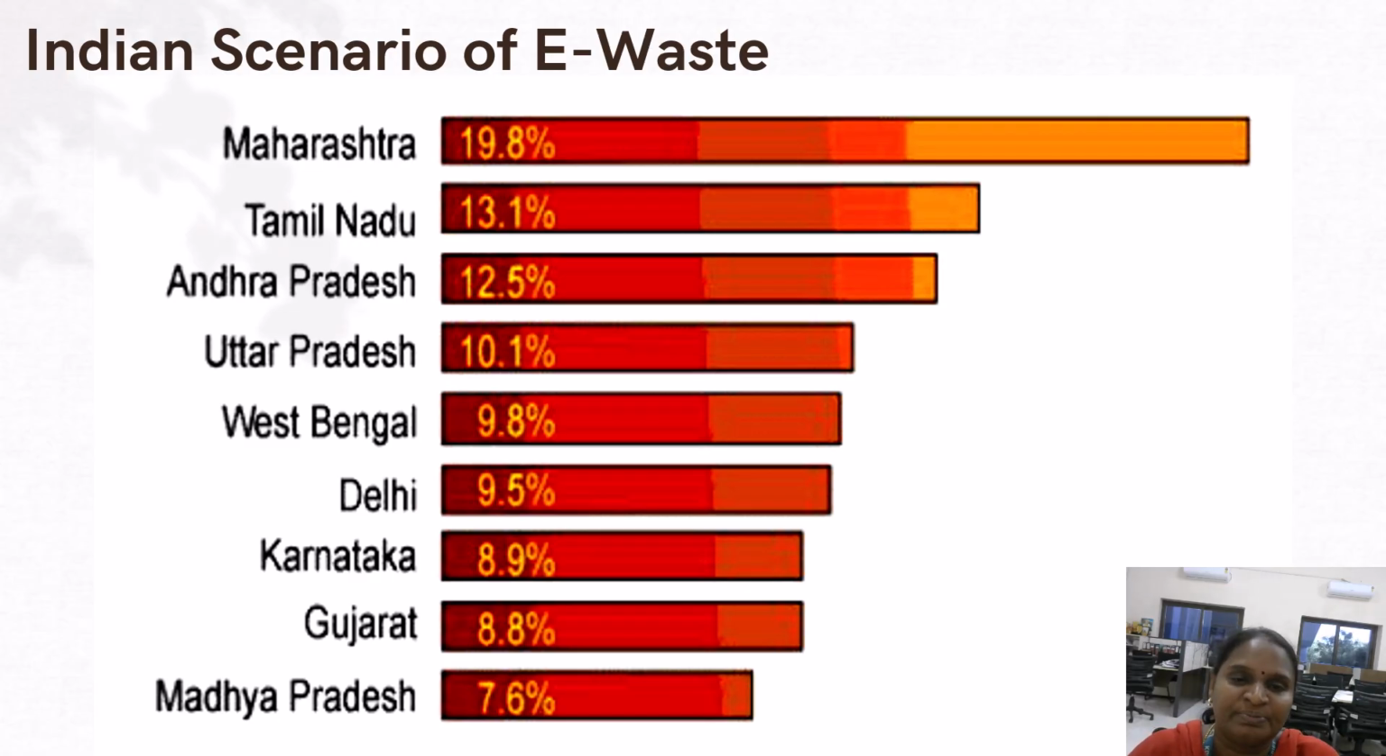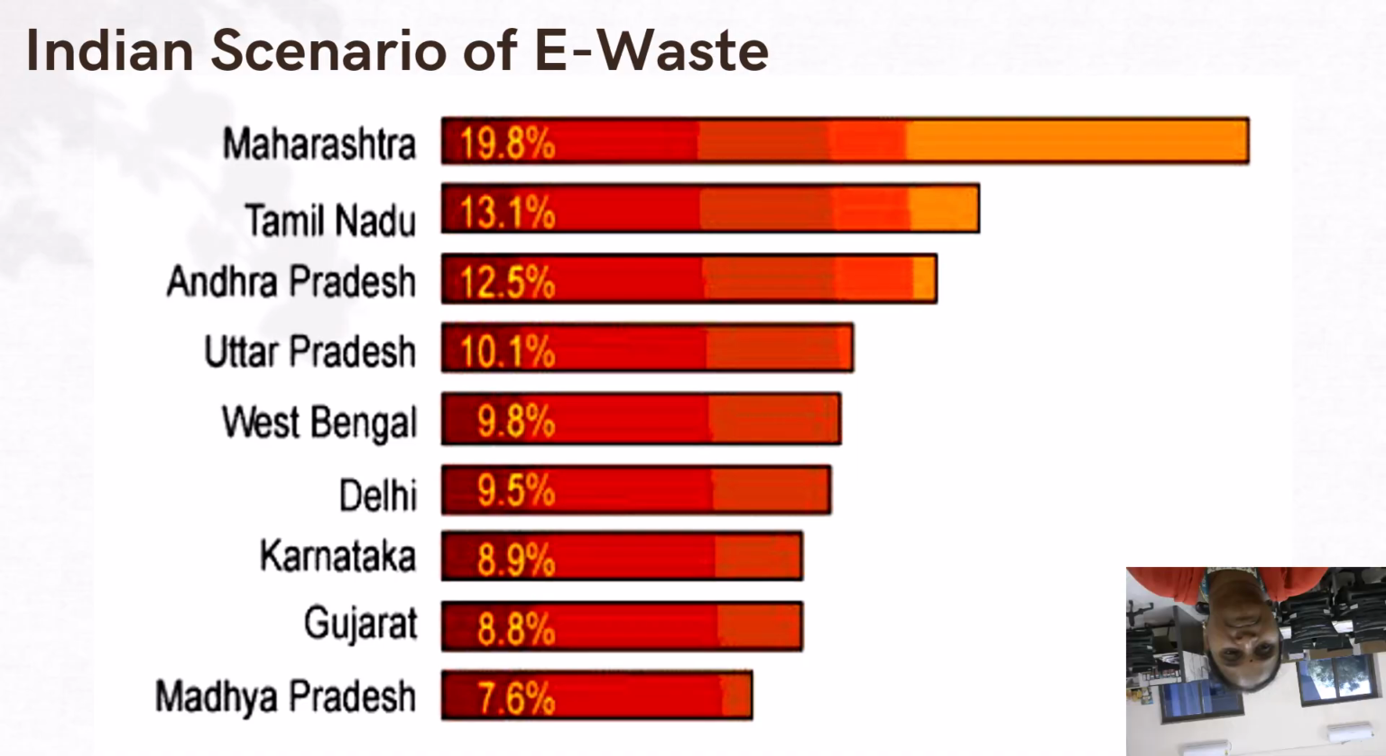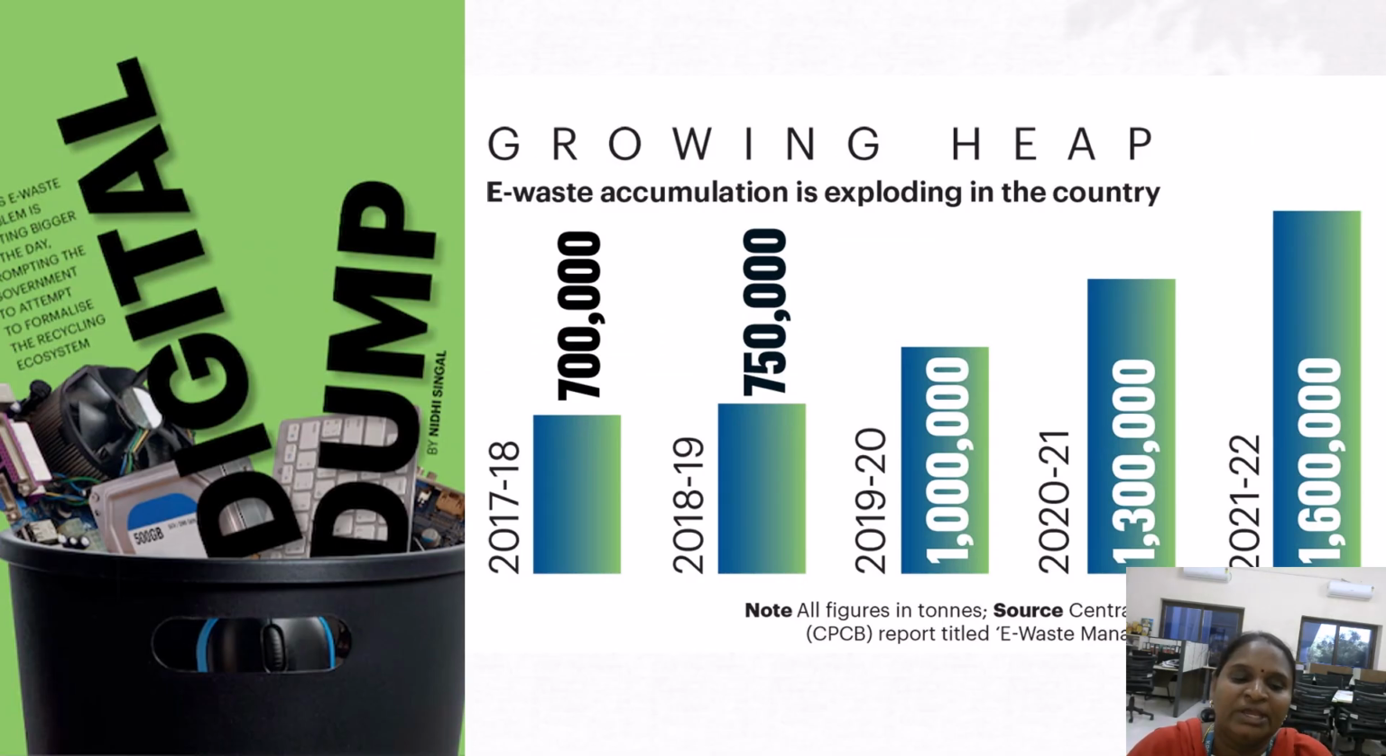that is 13.1 percentage. Andhra Pradesh 12.5 percentage, Uttar Pradesh 10.1 percentage, West Bengal 9.8 percentage, Delhi 9.5 percentage, Karnataka 8.9 percentage, Gujarat 8.8 percentage, and Madhya Pradesh 7.6 percentage. So Maharashtra is the leading one, and Madhya Pradesh is in the top 10, in the 10th category. So these are the growing heap.